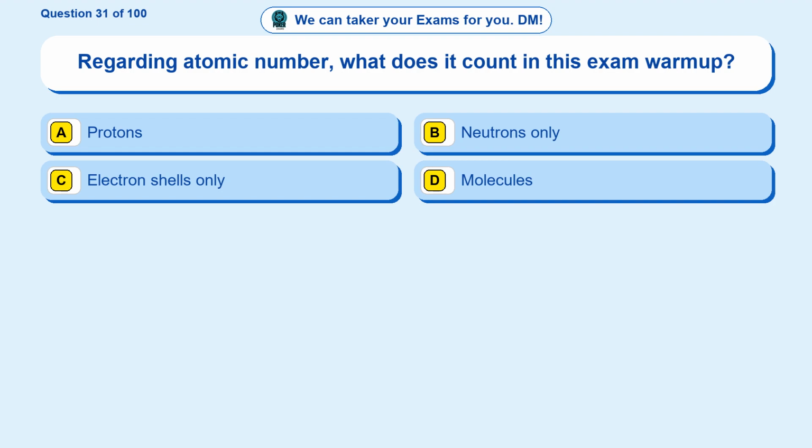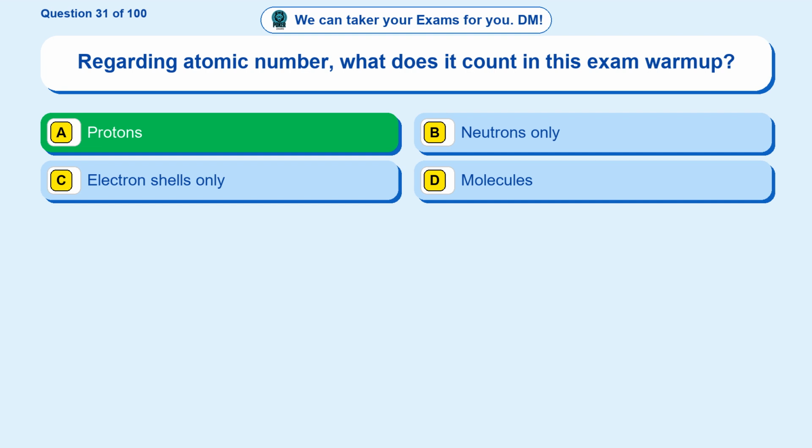Question 31. Regarding atomic number, what does it count in this exam warm-up? Option A, protons. Option B, neutrons only. Option C, electron shells only. Option D, molecules. The correct answer is option A.